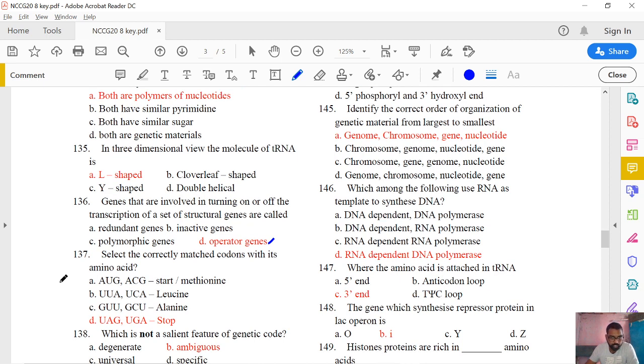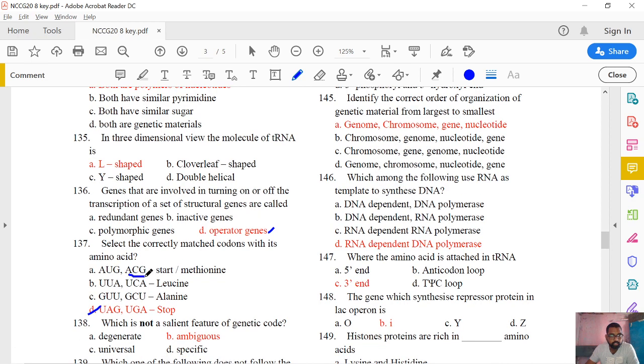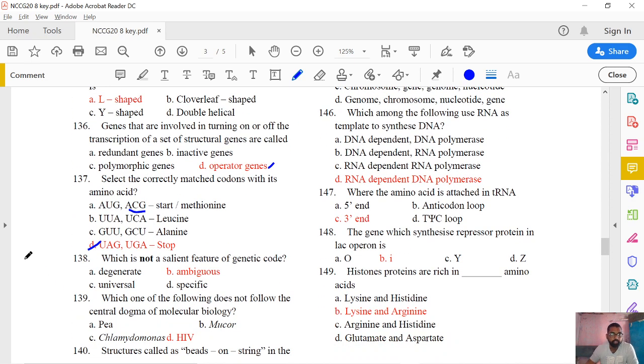Select the correctly matched codons with their amino acids. If you just look into the codon table, UAA and UAG are the stop codons. This is the correct one. The remaining are actually wrong, because here ACG is not methionine, and that is not a salient feature of the genetic code. It is actually unambiguous, but this is wrong.